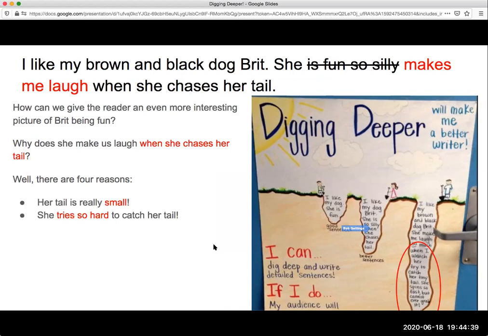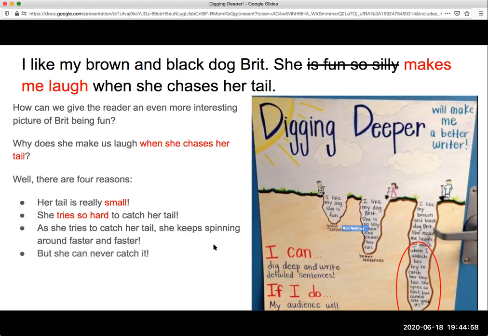And Brit tries so hard. She just doesn't give up. She keeps trying to catch her tail no matter what, even if she can't do it. And she keeps going faster and faster, trying faster and faster, thinking she can get closer and closer to catching her tail, but she can never catch it.